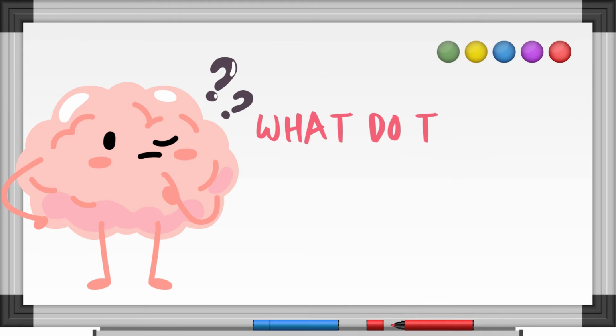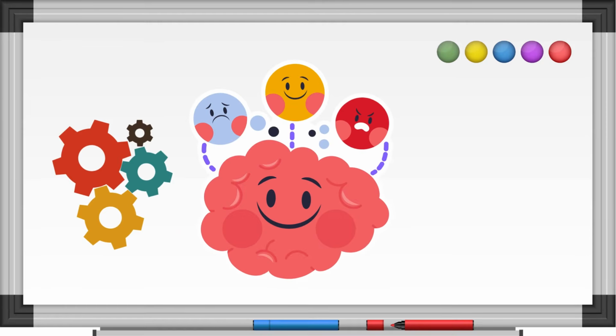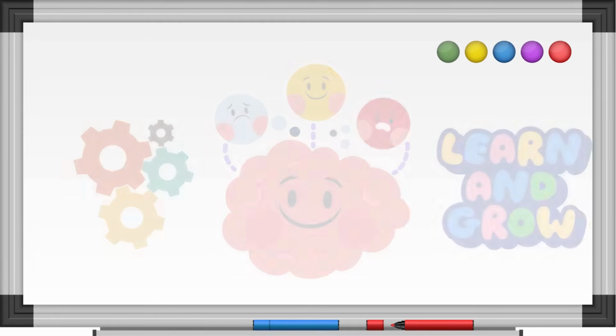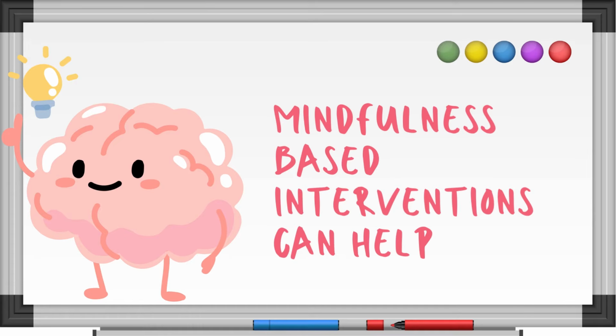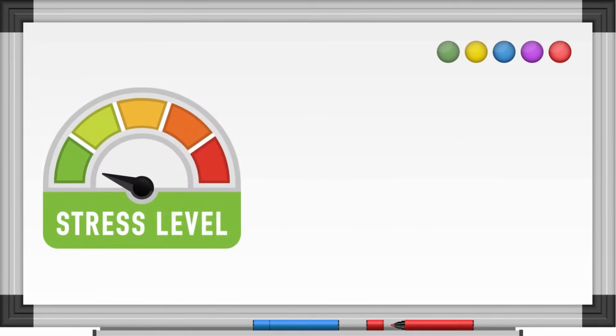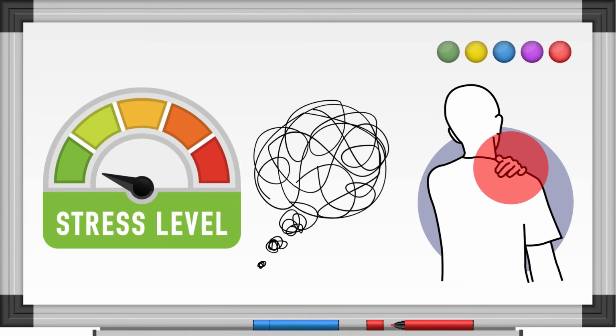But what do these changes actually mean for brain function? An increase in gray matter suggests enhanced processing abilities, better emotional regulation, and improved learning capacity. Some studies suggest that mindfulness-based interventions can also help individuals manage stress, anxiety, and even reduce chronic pain.